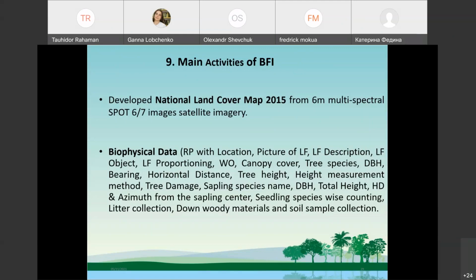We measure canopy cover, tree species, DBH, bearing, horizontal distance, the sapling species name, sapling DBH, total height, horizontal distance, and azimuth from the sapling center. For seedlings, we just count the seedling number according to species. For litter collection, we collect some litter samples. For downed woody materials, we take all the measurements of coarse and fine debris wood materials, and we collect a soil sample.